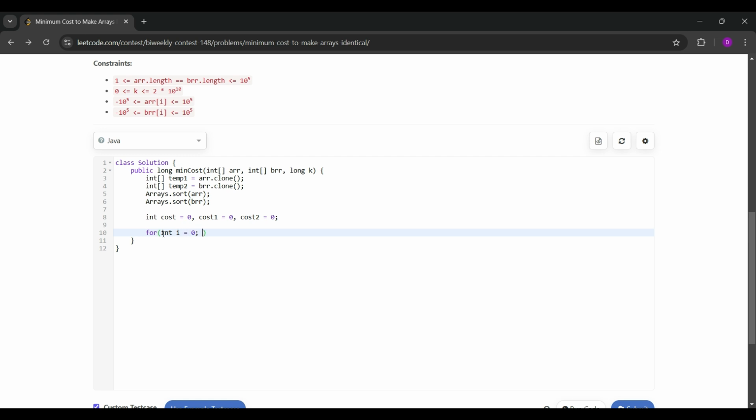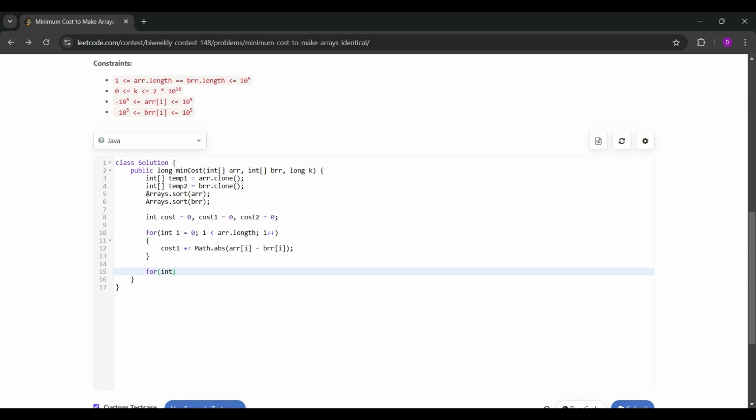I'll just have to loop through the array, and i plus plus. So I'll just take the absolute of cost1, absolute of ARR of I minus BRR of I. Okay, so this is my cost 1. Now what will be the cost 2?